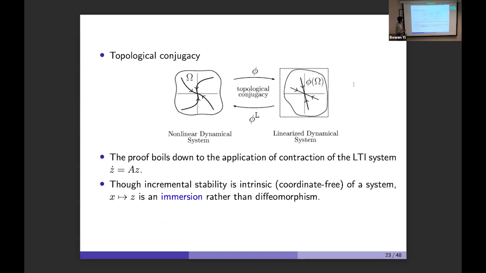Intuitively, it defines the topological conjugacy from a nonlinear space to a linear space. In the original low-dimensional space, the behavior is nonlinear, but in the higher dimensional space, it behaves like a linear system. Our proof boils down to the application of contraction of the high-dimensional LTI system. The system in this high-dimensional space is contracting, and we can also conclude that it is contracting on the low-dimensional nonlinear space.